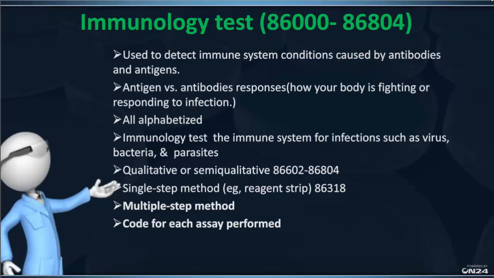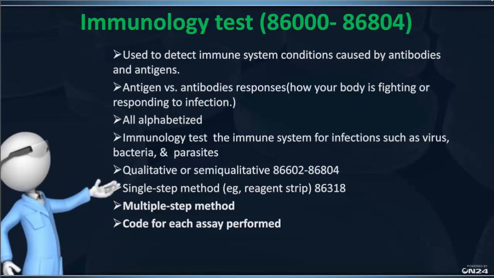Immunology codes, the ones I have on the screen are codes 86000 to 86804. But this section is actually 86000 to 86849. These codes are based on the study of the immune system. Codes in this section identify and quantify antigens, antibodies, and allergens. These codes in this section are in alphabetical order. Some of the tests include viruses, bacteria, and parasites.